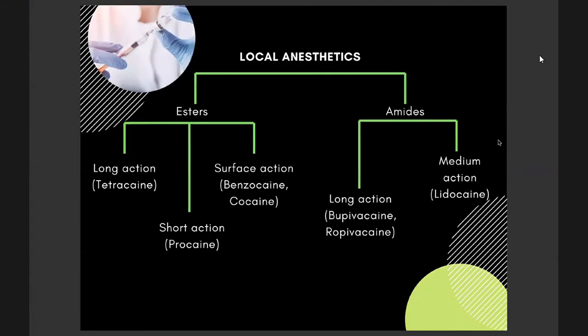So these are the groups of your local anesthetics. You have the esters and the amides. Among the esters, you have tetracaine, procaine, chloroprocaine, cocaine. And among the amides, there are a number of them. You have the long-acting, which are bupivacaine and ropivacaine. The intermediate-acting, you have lidocaine, mepivacaine, prilocaine. So these are your local anesthetics.